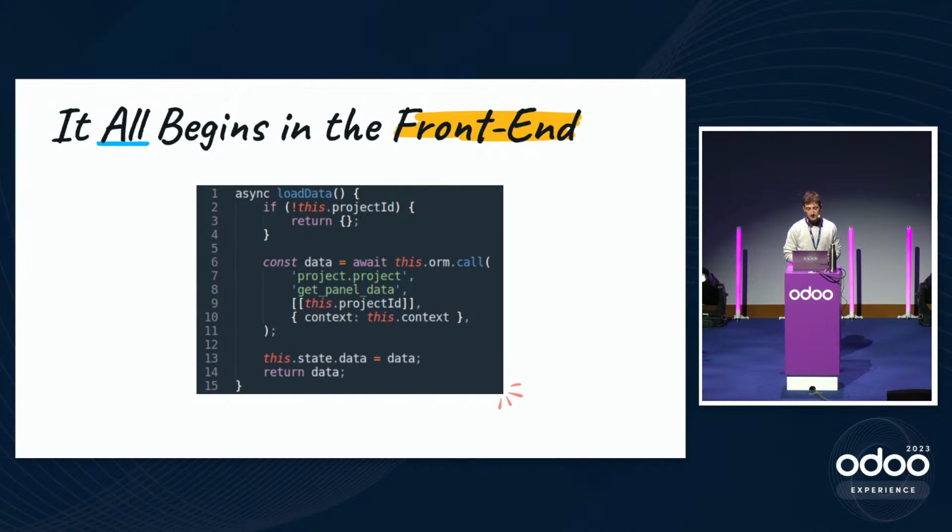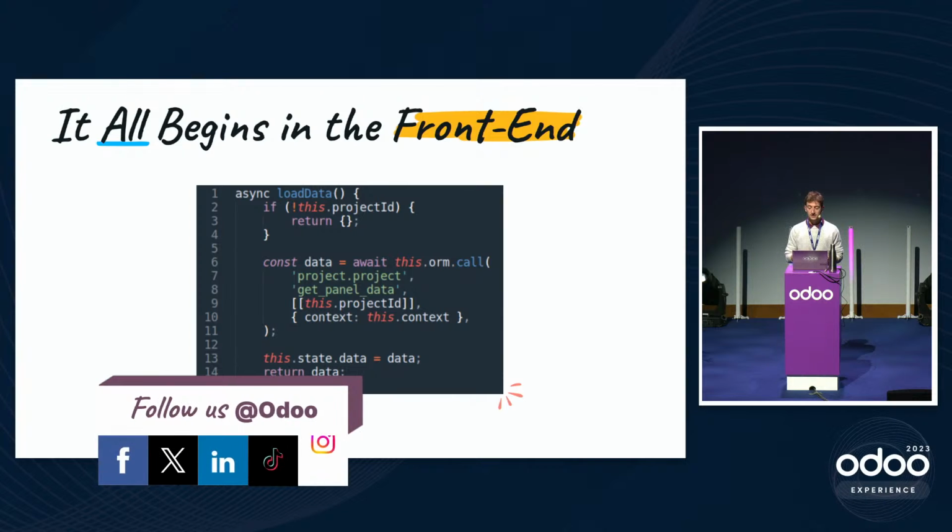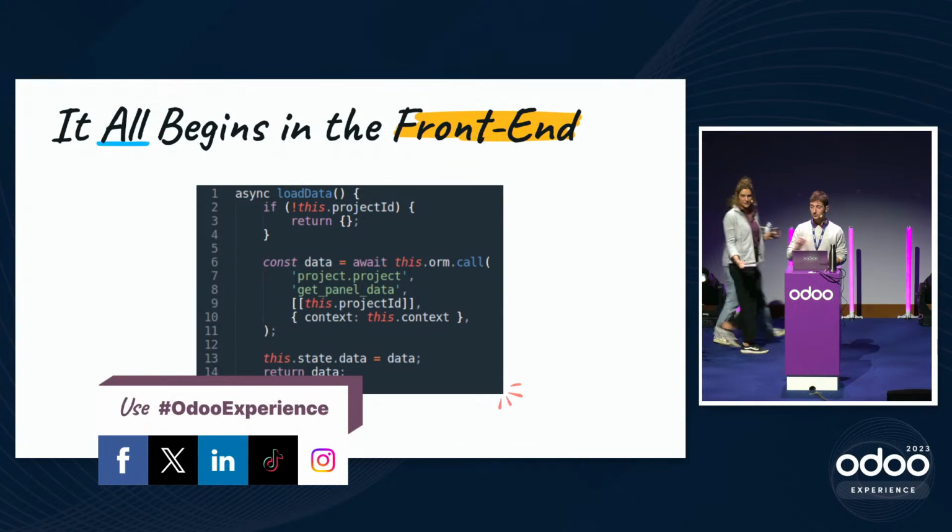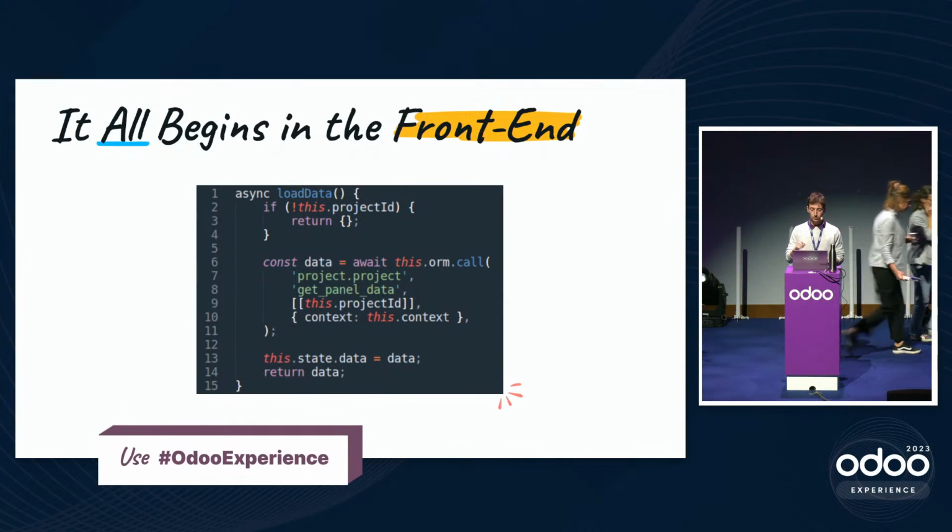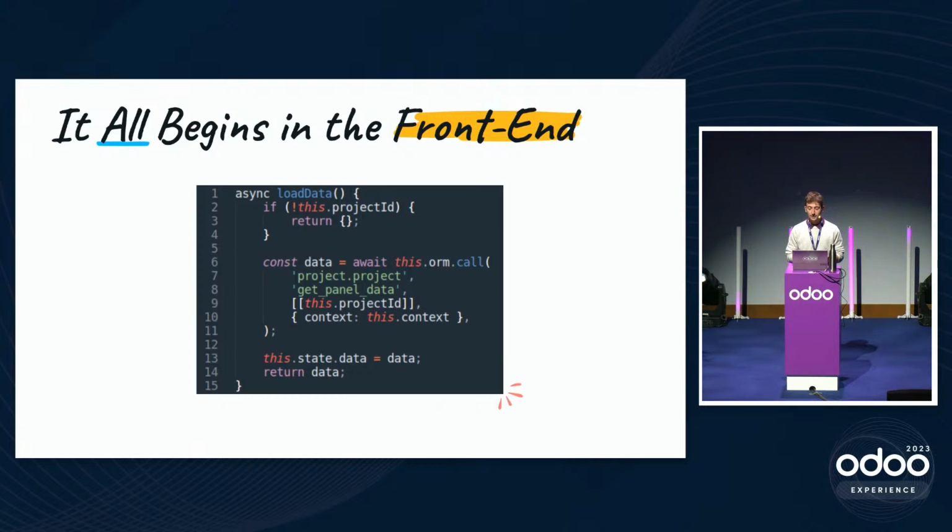So let's dig in. Let's see how this works. It all begins in the front end. We're not going to talk about it too much. There is this method in the front end, loadData, that in line 6, as you can see, does an ORM call, a call from the front end to the back end, to the project.project model specifically, and calls the getPanelData method, also giving the project ID as one of the parameters.